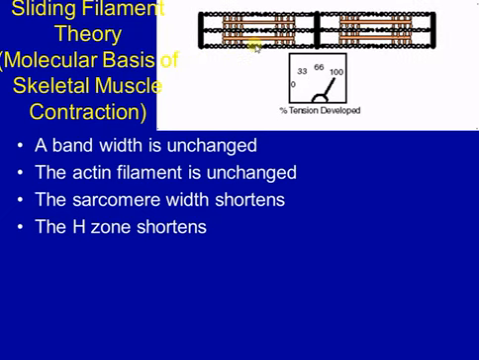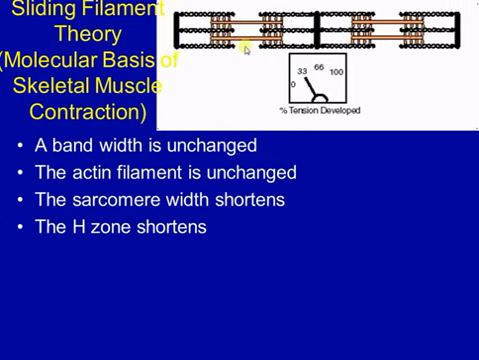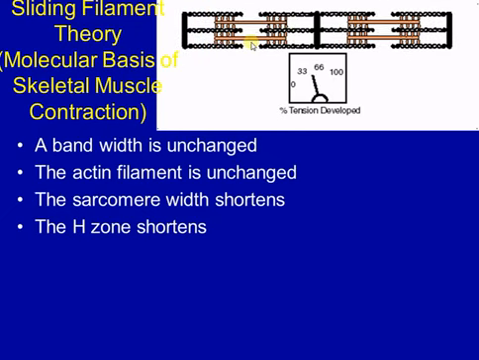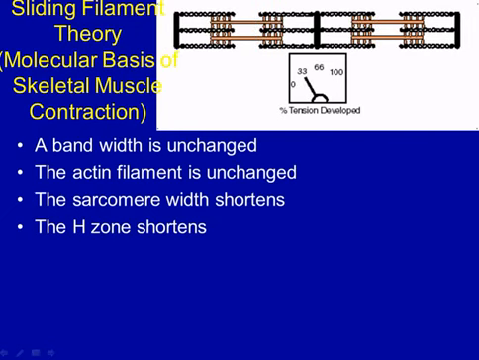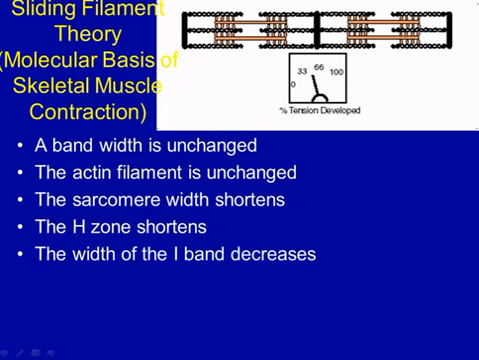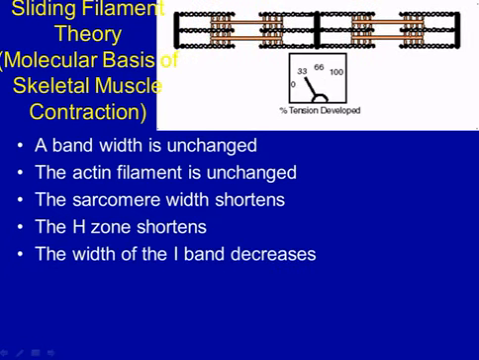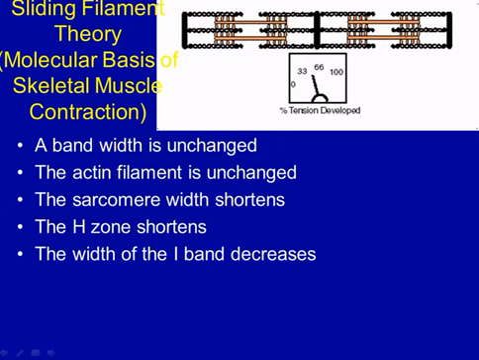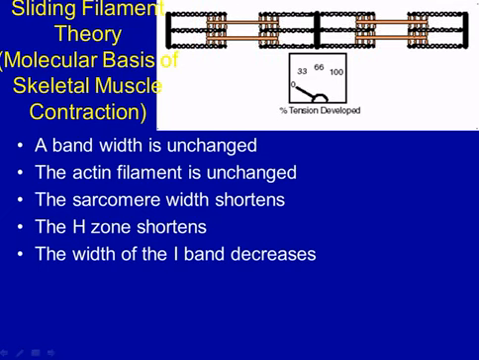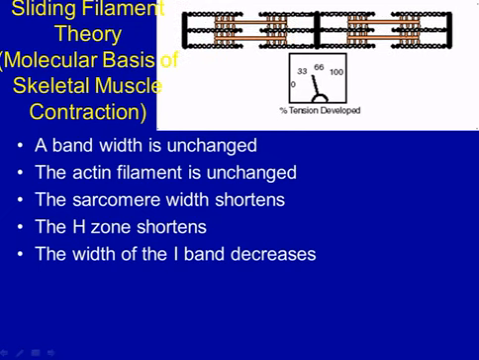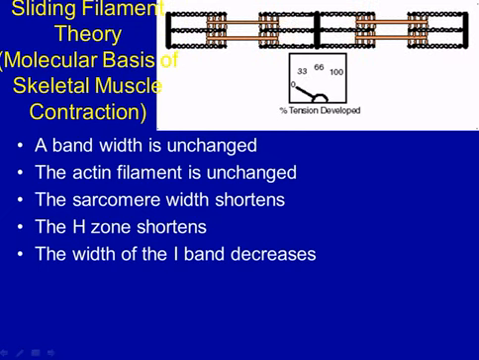The H zone, where's the H zone at? The H zone is the space in between the actins. So there's an actin here, there's an actin here. That H zone, is it changing? Yes. So as the sarcomere shortens, the H zone shortens, and what other area shortens? The I band. Actually, I would just think the only things that do change are the H zone, the I band, and the length of the sarcomere. Everything else stays fixed. The M line doesn't change, the actin doesn't change, the myosin doesn't change, the A band doesn't change, the Z lines don't change.